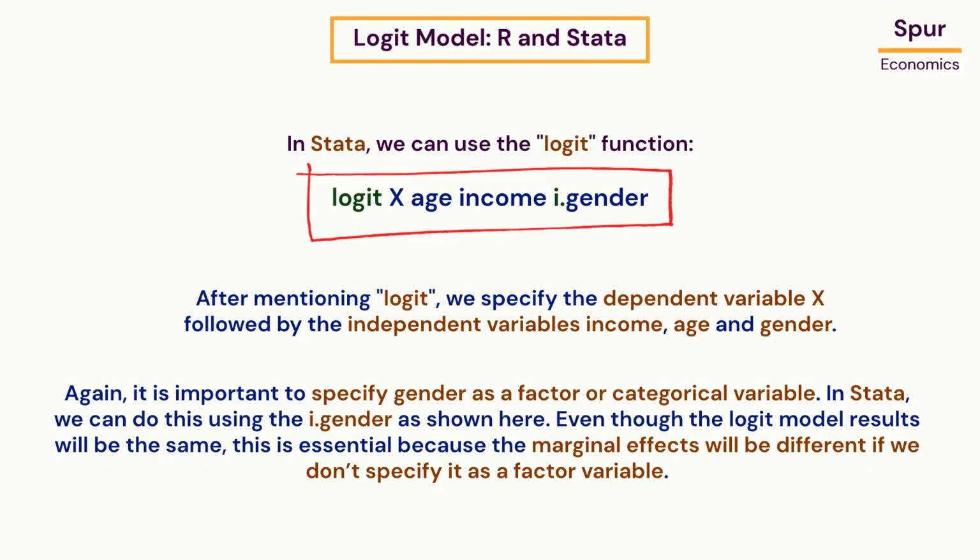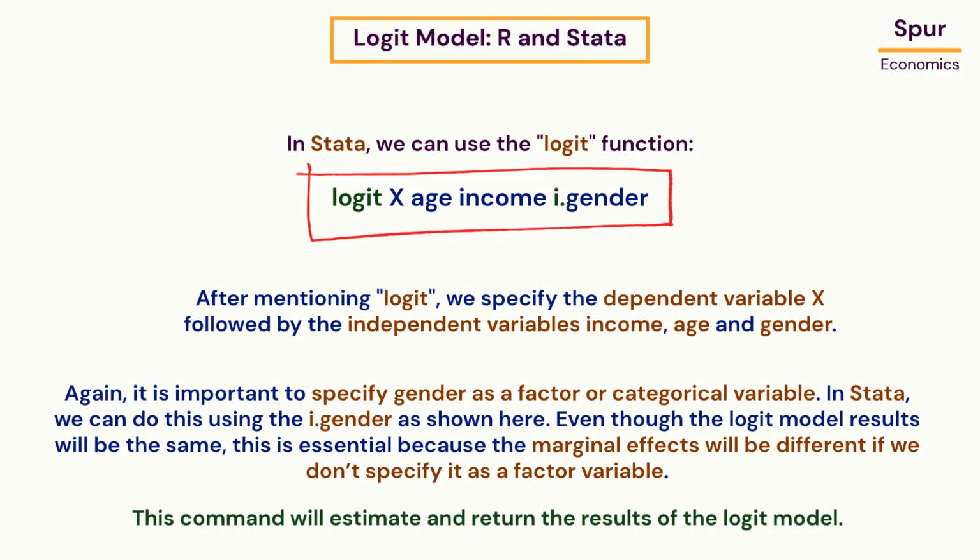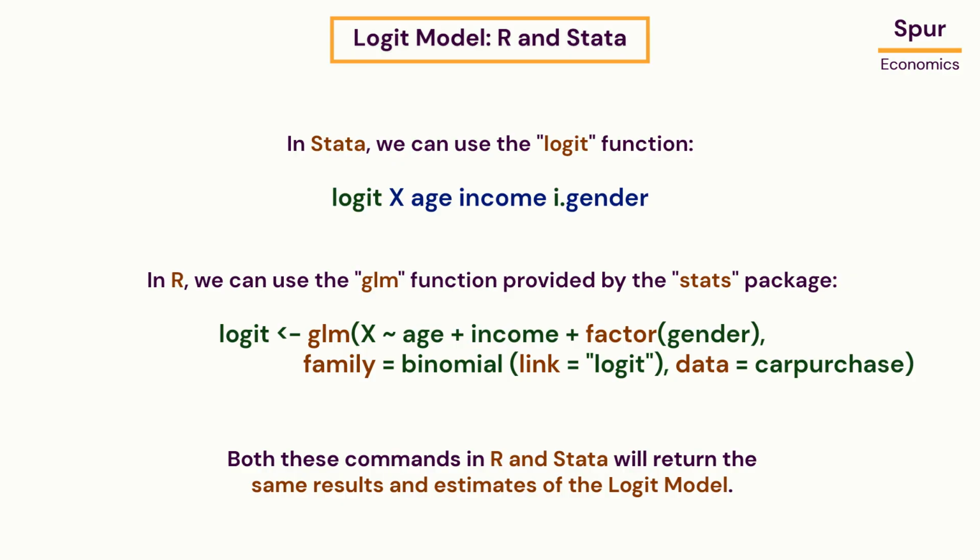Even though the Logit model results will be the same, this is essential because the marginal effects will be different if we don't specify it as a factor variable. This command will estimate and return the results of the Logit model. Both these commands in R and Stata will return the same results and estimates of the Logit model.